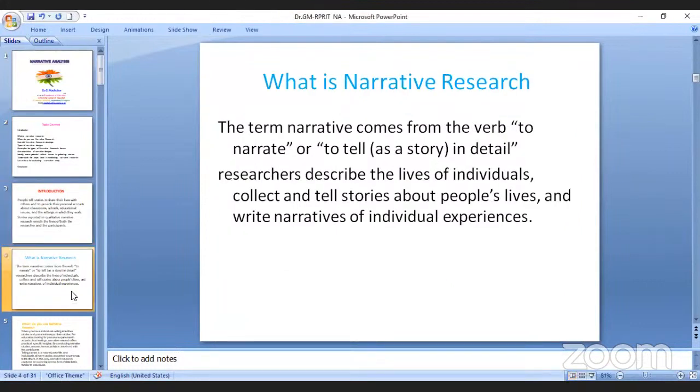Next, what is narrative research? The term narrative comes from the word to narrate, or to tell in detail. So it is a story about your school, about your education, about your life, about any important life event. You have to narrate the story.